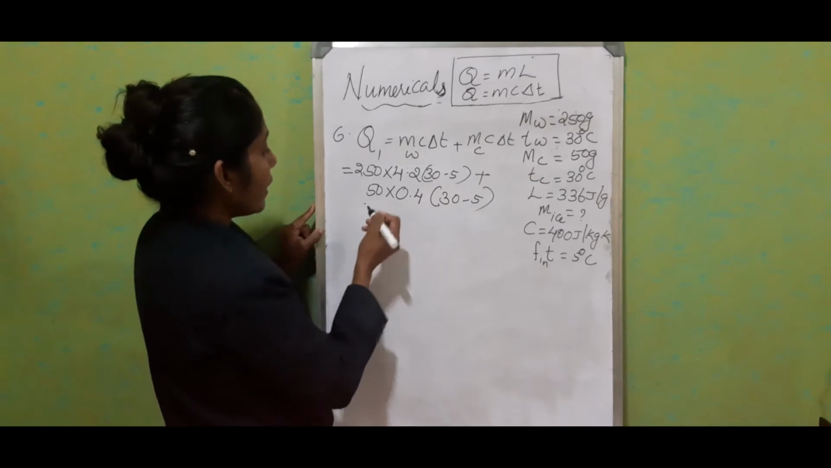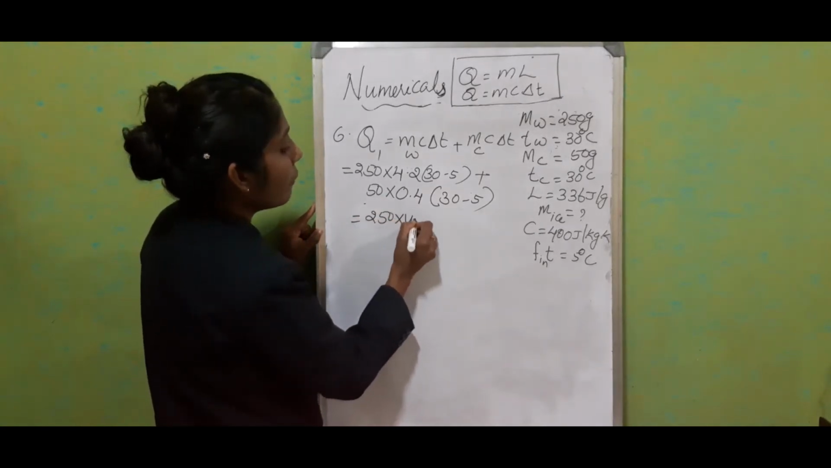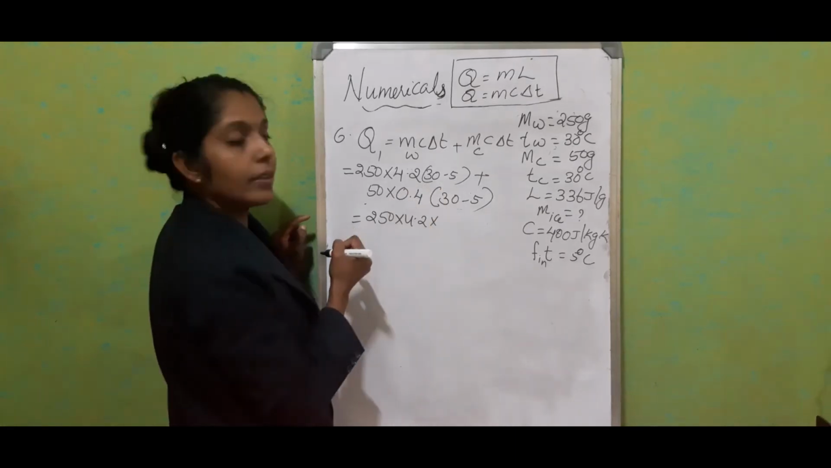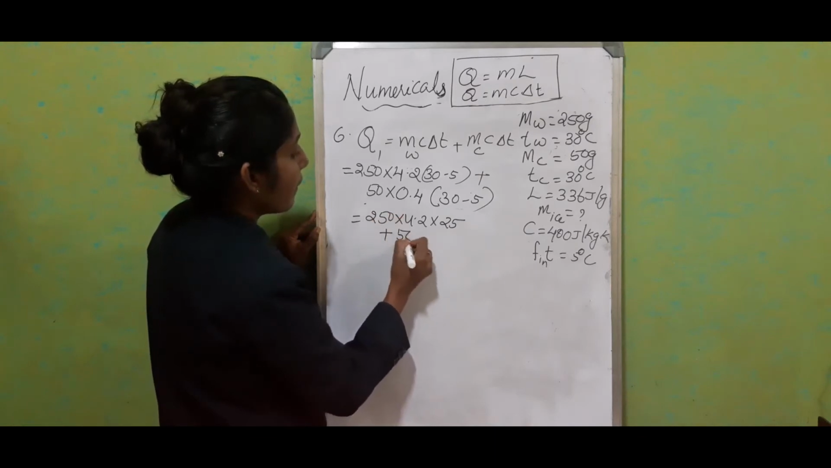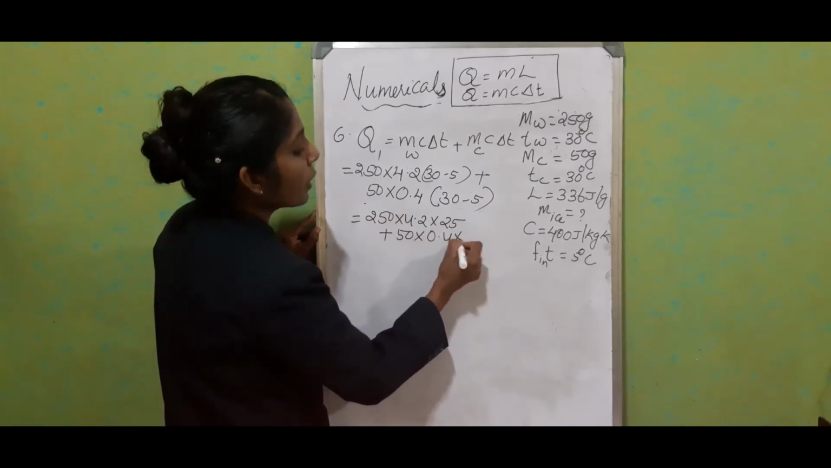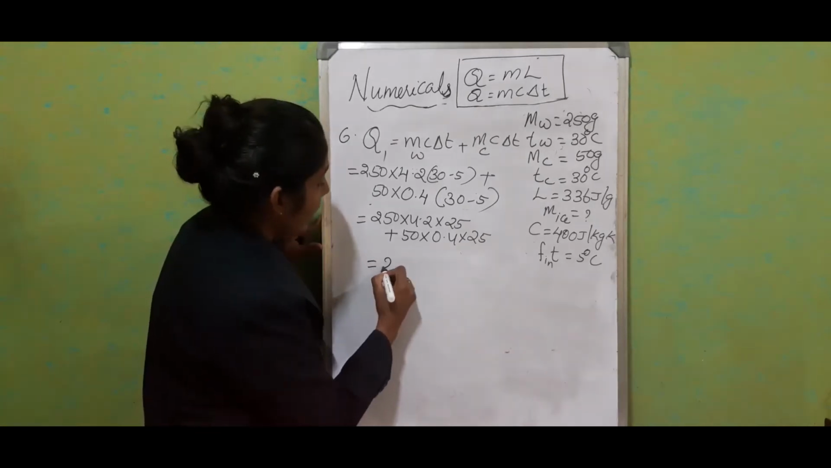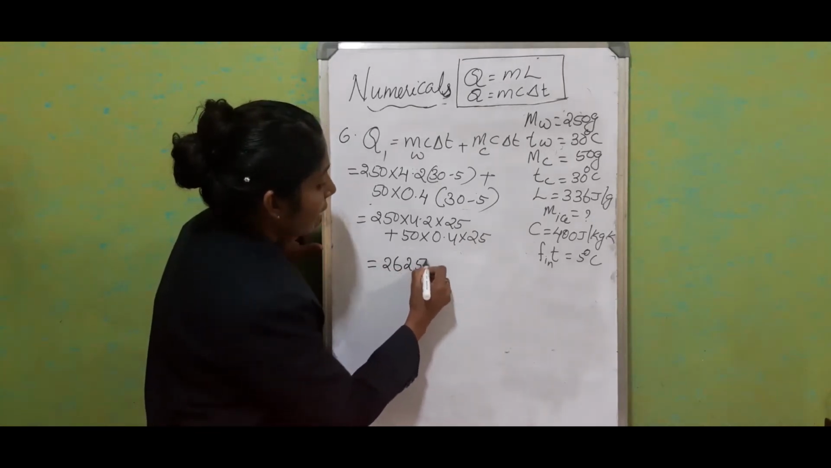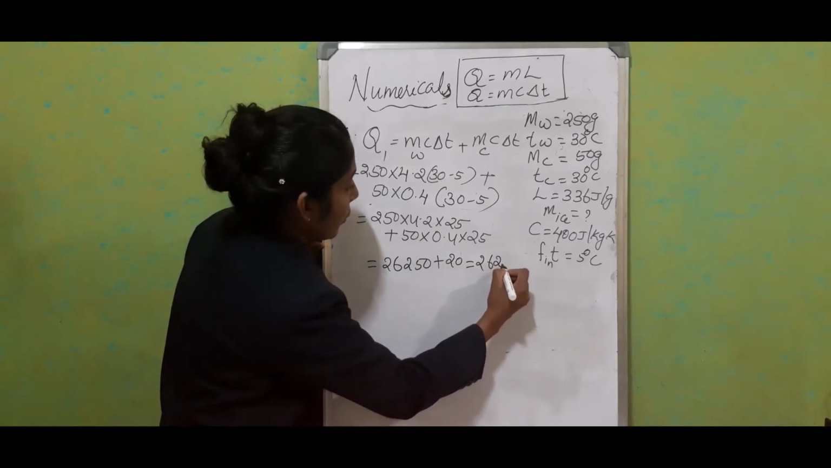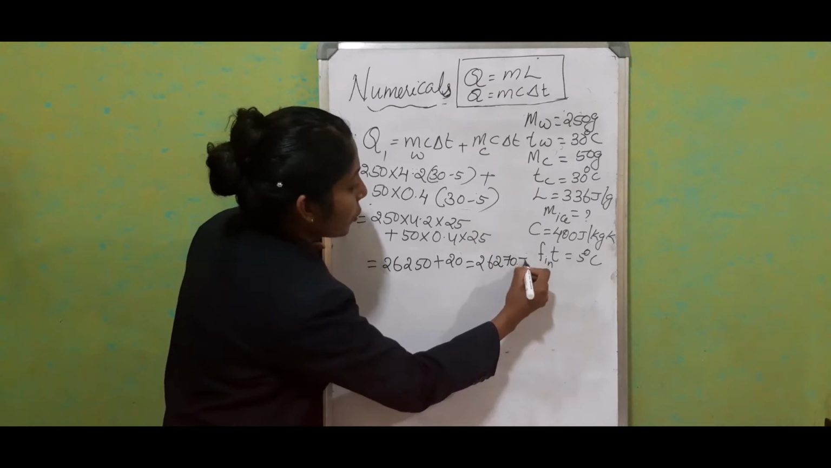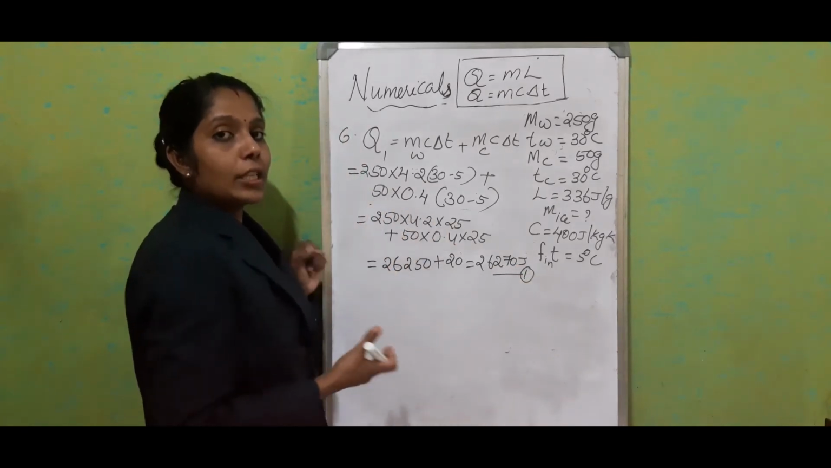Okay. So when we solve, we will get 250 into 4.2 into 30 minus 5, which is 25, plus 50 into 0.4 into 25. We will get 26250 plus 20, that is equal to 26270 joule. Consider this as the first equation. Now we will see the case of ice.